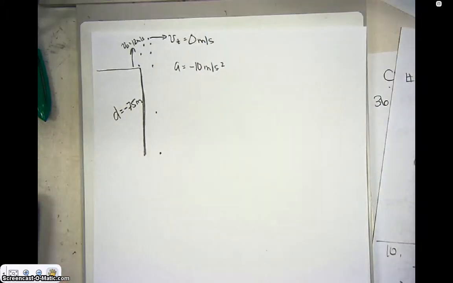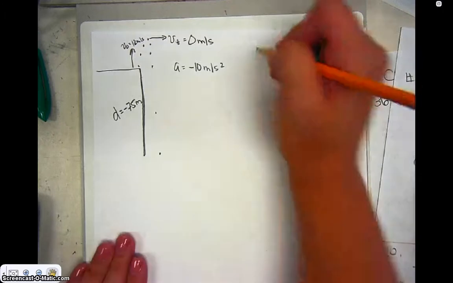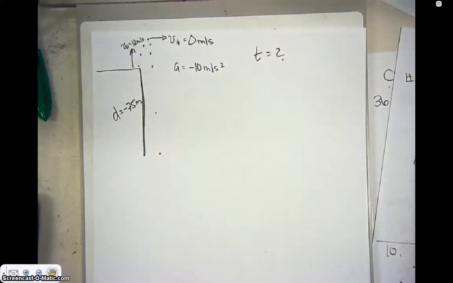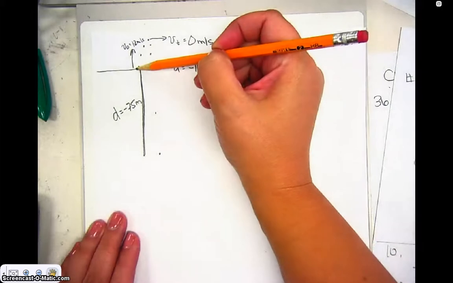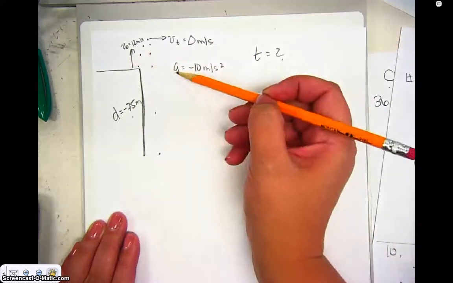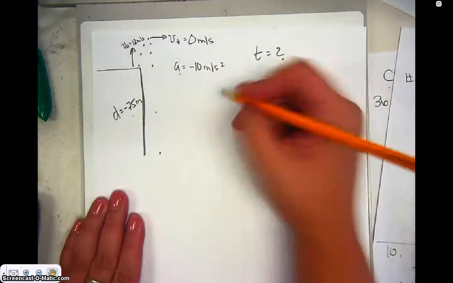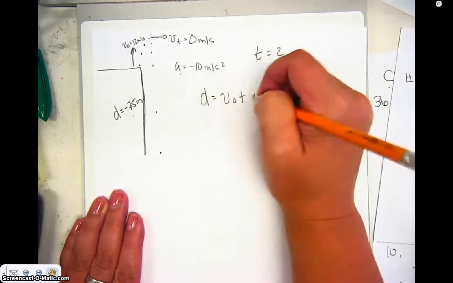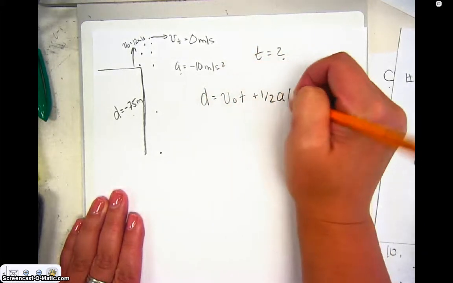So the first question says, how much later does it reach the bottom of the cliff? So we're trying to solve for time. Time is our question. Okay? I have V initial, I have D, and I have A. So I can solve for T using this equation. D equals V initial T plus 1/2 AT squared.